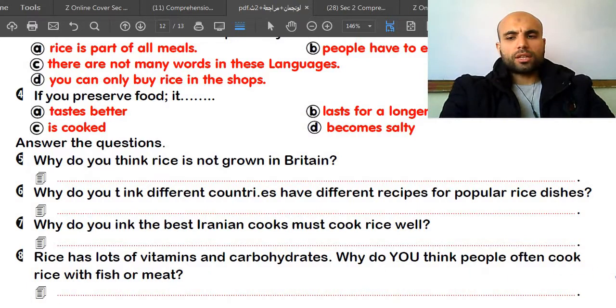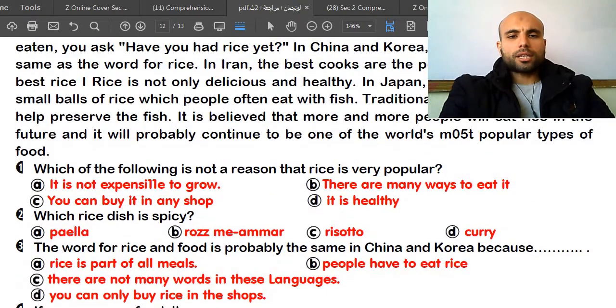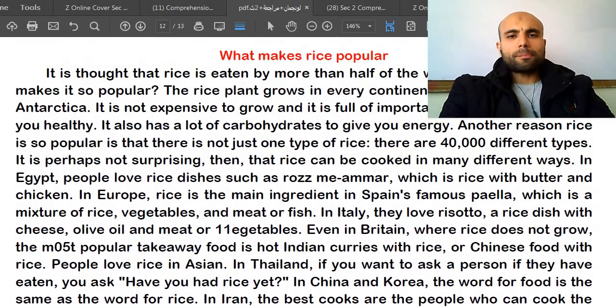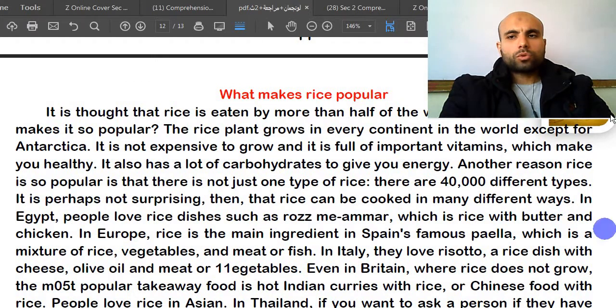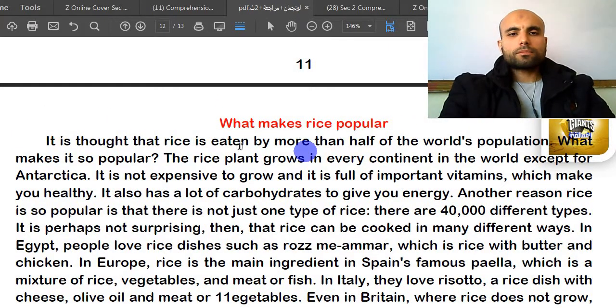Now I think that you get the main idea. They are talking about rice and the recipes and all the past. What happened to rice in the past? Now let's read it. What makes rice popular? It is thought that rice is eaten by more than half of the world's population.